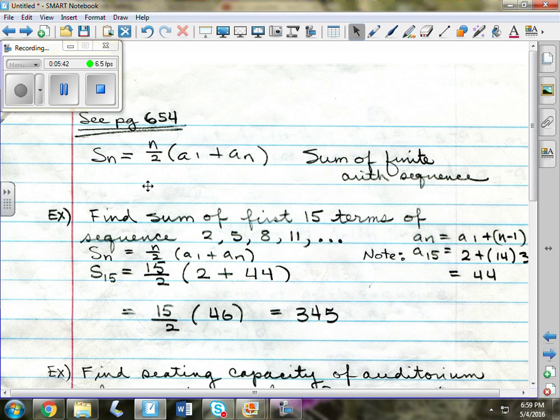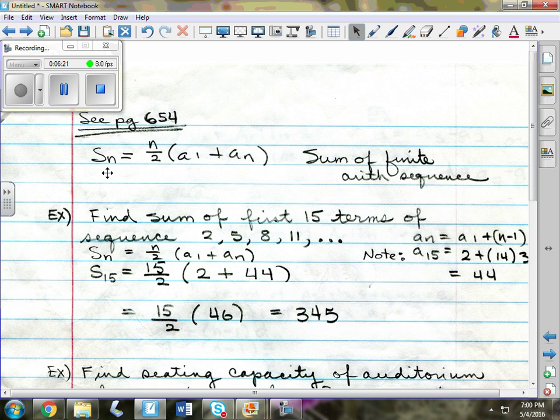There's another formula on page 654, and this is for the sum of a finite arithmetic sequence. We can only sum up a finite number of terms in an arithmetic sequence. We can find the sum of a finite, and also an infinite, geometric sequence, but we'll talk about that later. For arithmetic sequences, we can only find the sum of a finite number of terms.